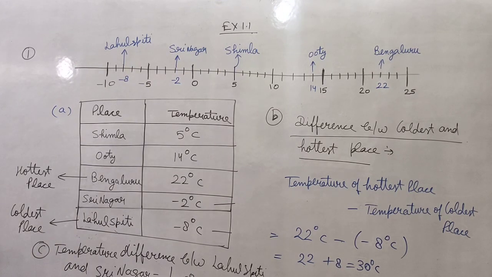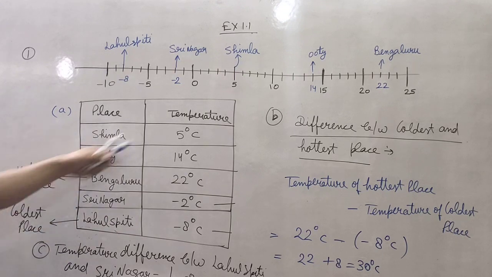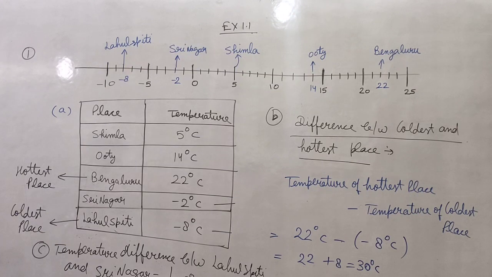Now the last part is, can we say the temperature of Srinagar and Shimla taken together is less than the temperature at Shimla? If you take the temperature of Srinagar and Shimla, the temperature of Shimla is 5, and taking together means we have to do a sum. So 5 minus 2 will be 3 degrees Celsius. Definitely, because if we add the temperatures of both, 5 and -2, we get 3 degrees Celsius, and 3 degrees Celsius is less than 5. So we can say yes.